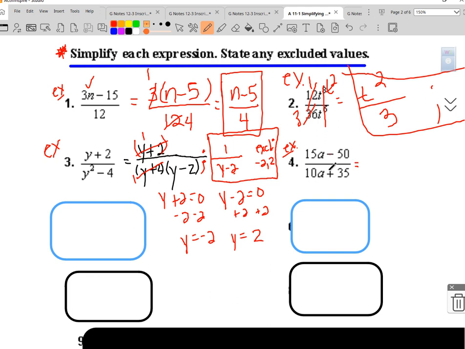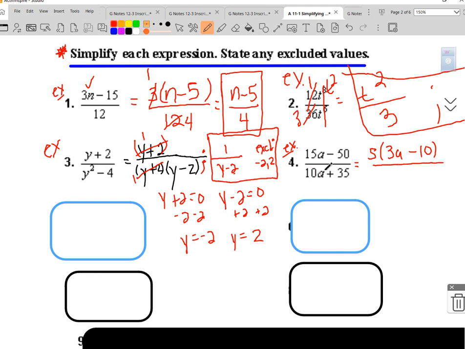What's step 1? Factor the numerator. This is a binomial with subtraction here. The only way to factor this into two binomials is if it's a perfect square minus a perfect square. Is that a difference of squares in the numerator too? Is that a perfect square minus a perfect square? No. Can we pull out a greatest common factor? Yes. What would it be? 5. 15 is not a factor of 50, but 5 is a factor of both. So that's going to be 3a minus 10.